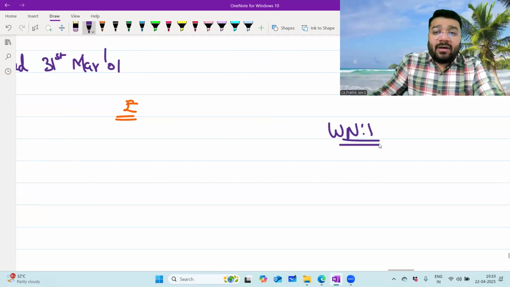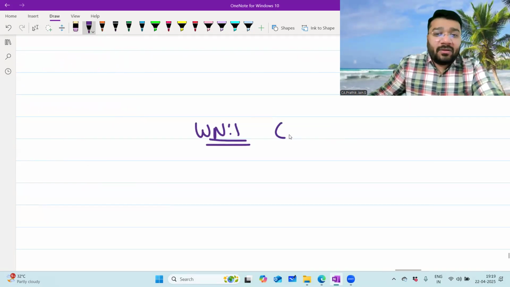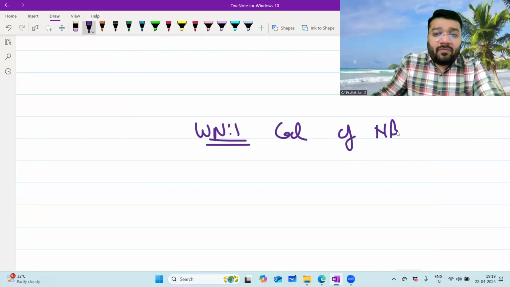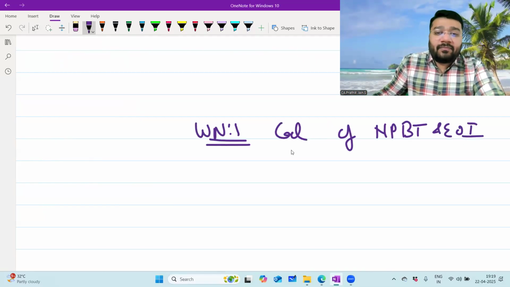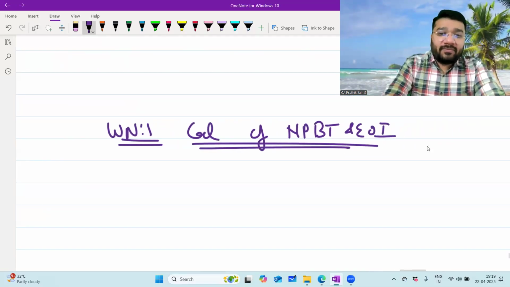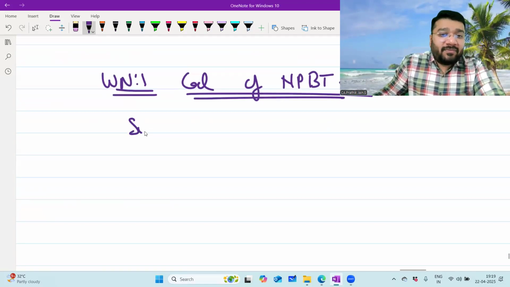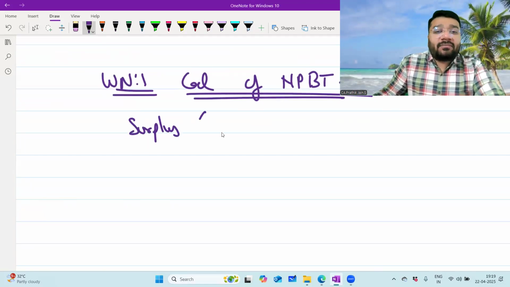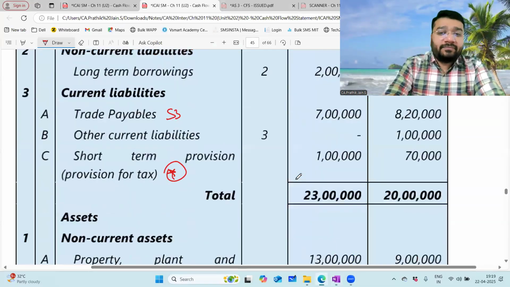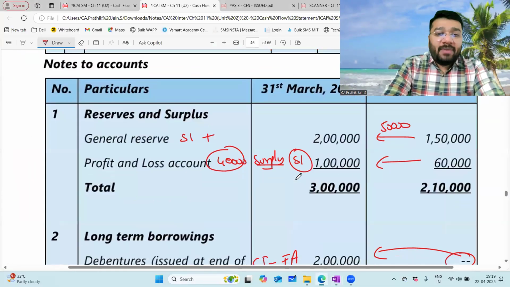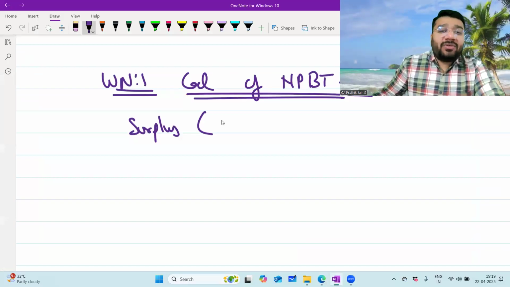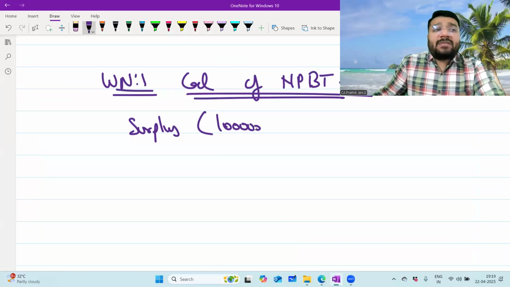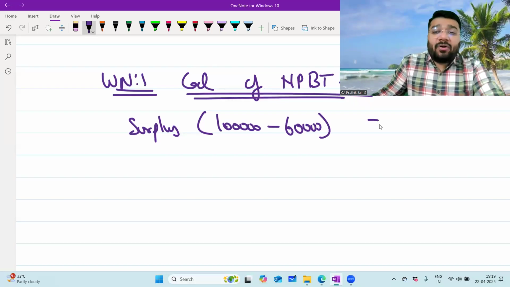Working note number 1. Calculation of net profit before tax and extraordinary item. Surplus of current year. How much? Tell me the whole value. 1 lakh minus 60,000. Current year minus previous year, 40,000.